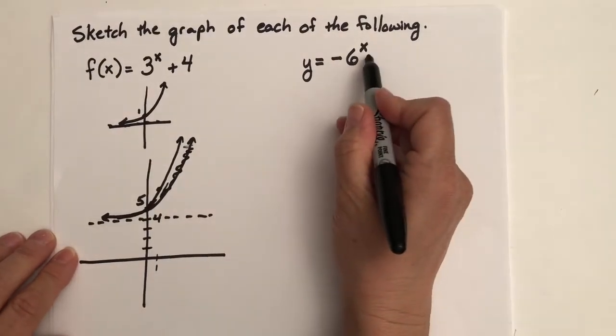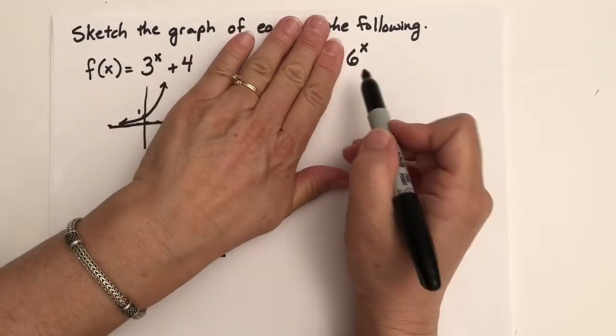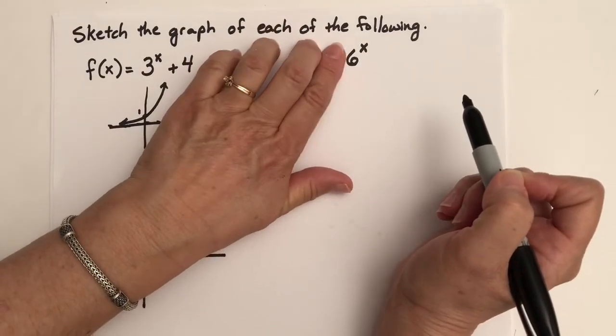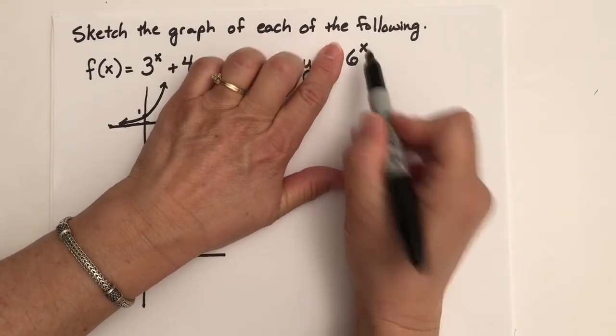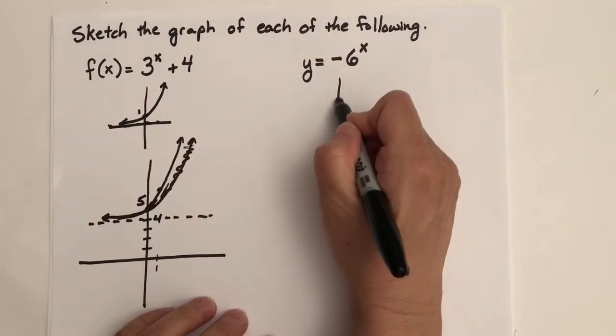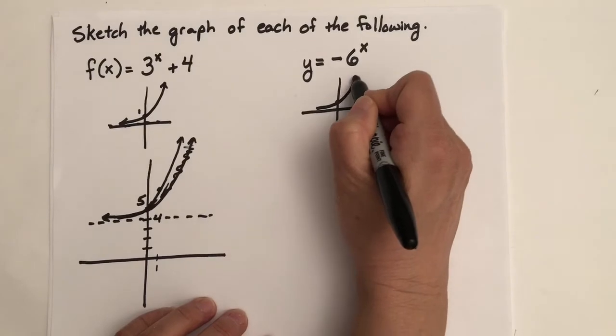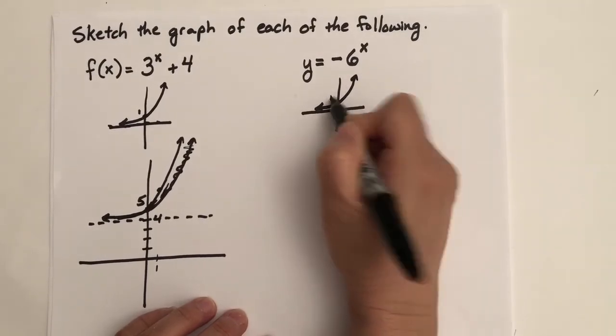y equals negative 6 to the x. Again, we have a base. Remember, this exponent does not apply to that negative sign. We don't have parentheses. So this is our 6 to the x graph. So again, I'm thinking about the general shape being an increasing exponential, looking like that.